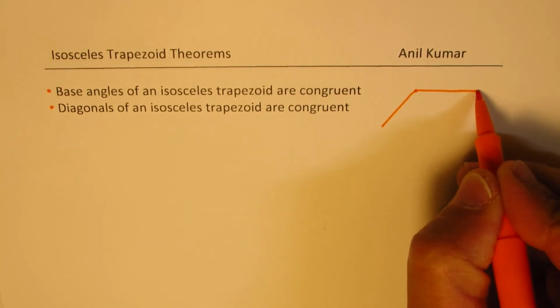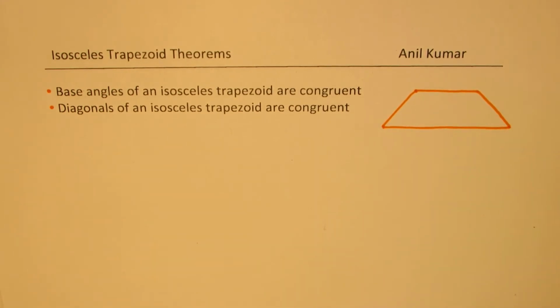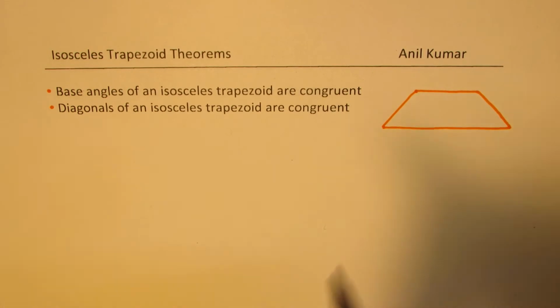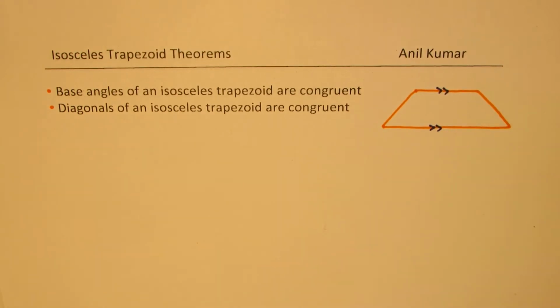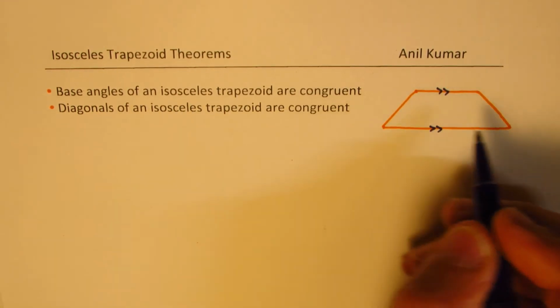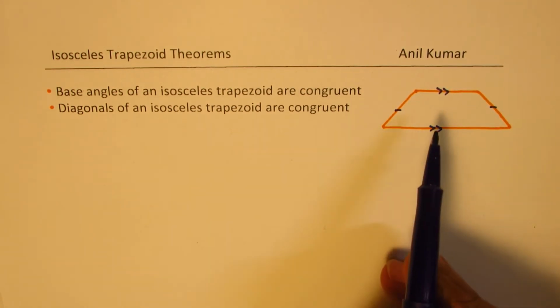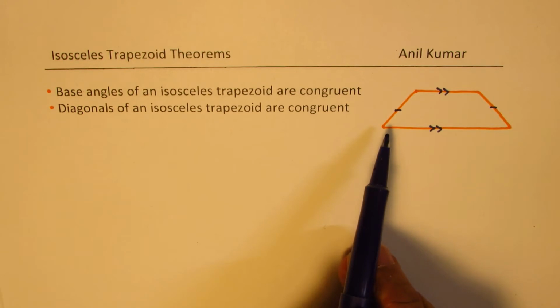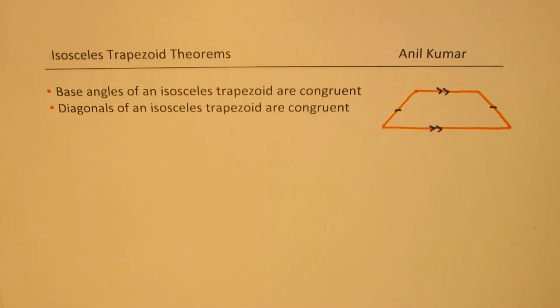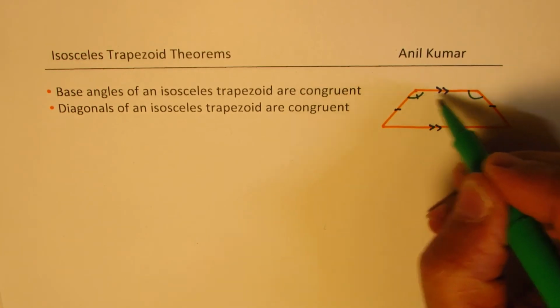It is a quadrilateral, as you know, which has one set of parallel sides, right? Let's say these are the parallel sides. And when we say isosceles trapezoid, we mean these two sides are congruent, so they are equal. So we're talking about these kinds of trapezoids, and in such trapezoids, the base angles are congruent. That is to say that we need to show that these angles are congruent. This is what we need to prove.